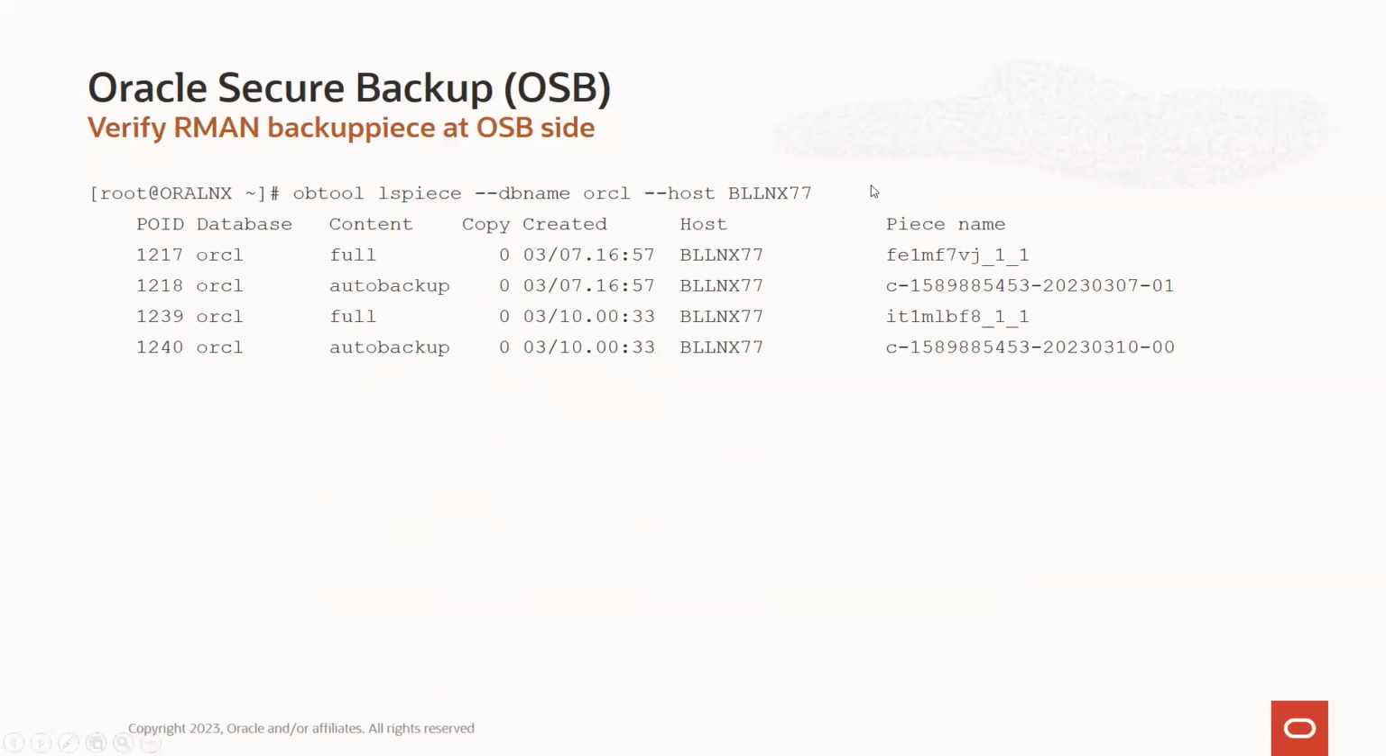So if you remove the -section option, it's much simpler. So you see this obtool lspiece command. It contains the backup of this database and this server, what the contents of that backup piece are, and then when that backup piece was created and the time that it was created. This is from the OSB side.